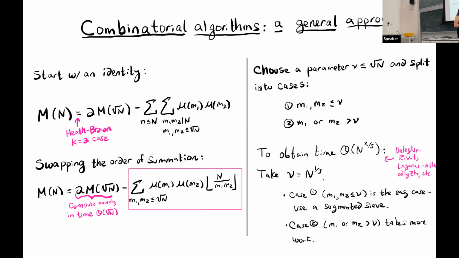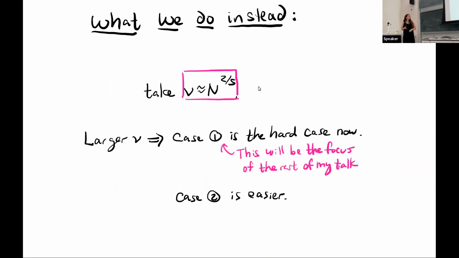And then what this means is that the first case, the case where you have small values of M1 and M2, ends up being the easy case because you're not summing that many things, just going up to n to the 1/3. However, the second case here takes a bit more work. And so that's really where the heavy lifting in the paper happens, in handling that second case. So the first case, you just use a segmented sieve and it's quite straightforward. So anyway, that's roughly what Deleglise and Rivat and the people that came before them did in their papers.